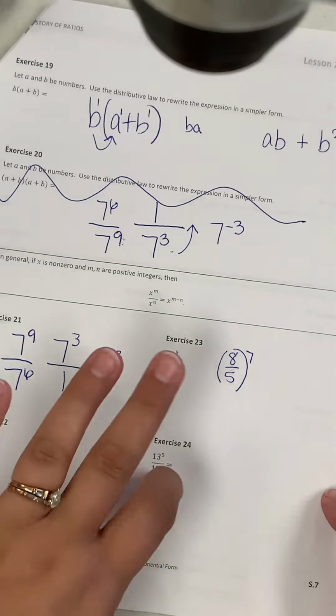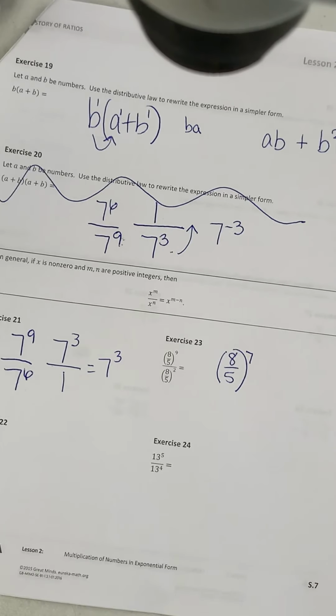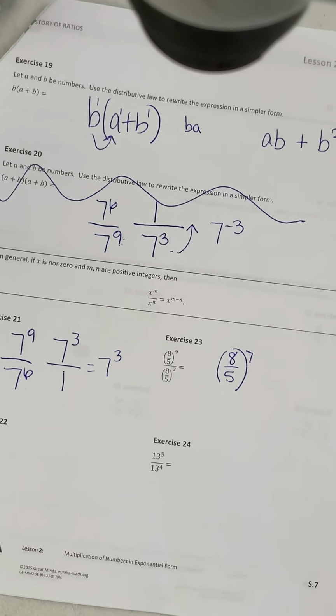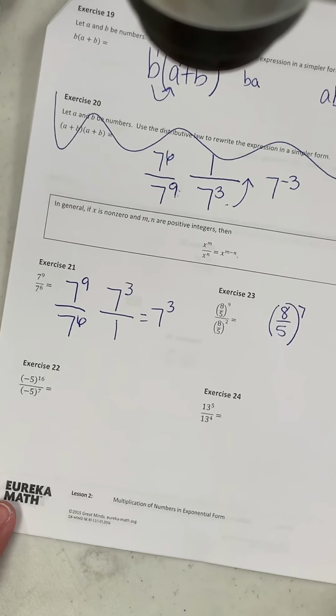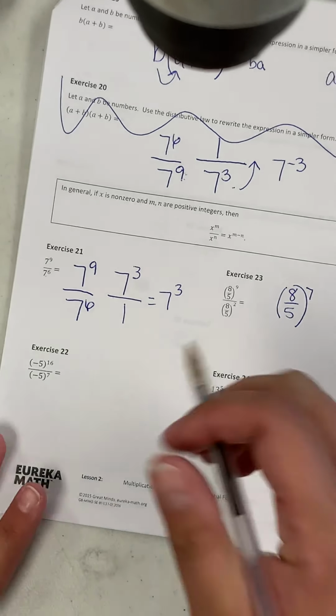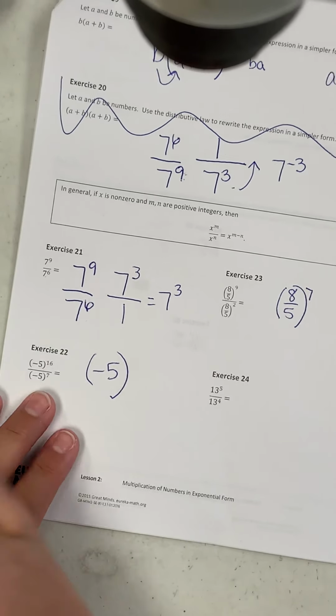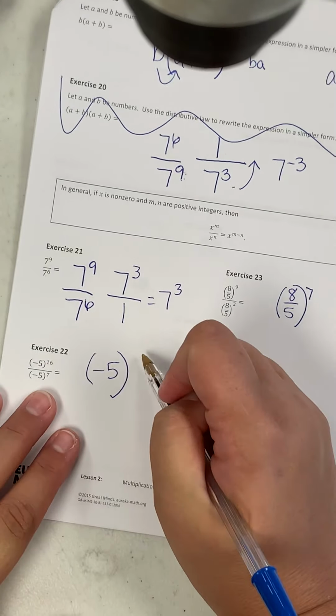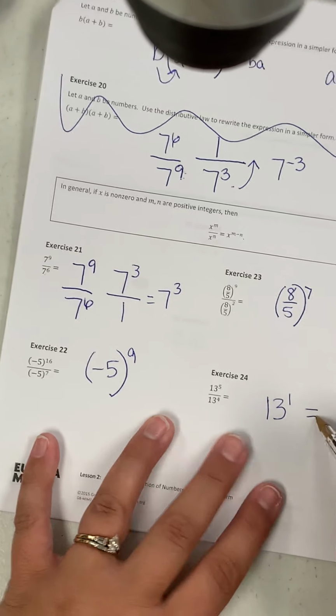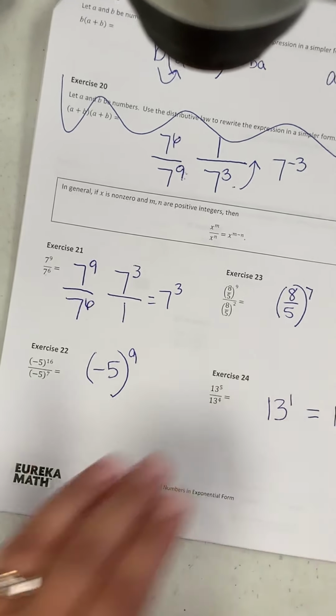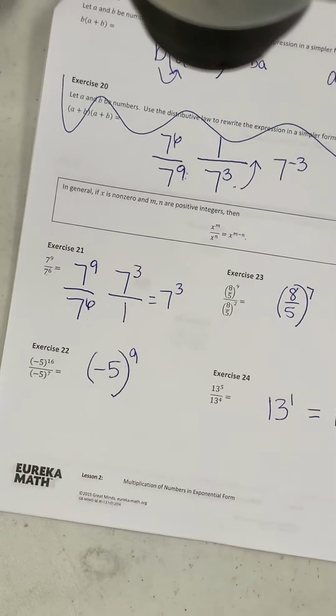Okay. Do 22 and 24, and we're going to check your answers. I'm looking for those parentheses. So exercise 22 was -5 to the 9th power. And exercise 24 was 13 to the 1 power, which is the same as 13. Okay, turn the page.